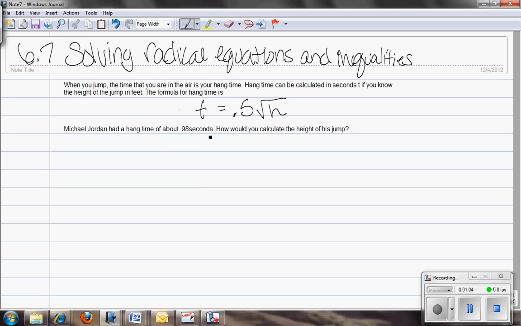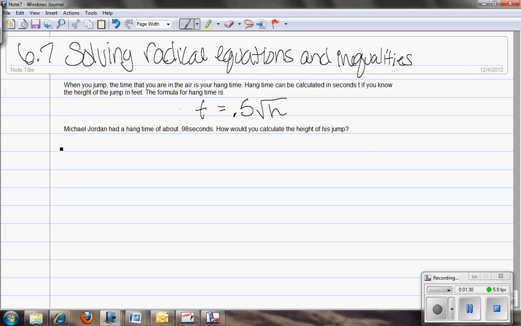So Michael Jordan had a hang time of about 98 seconds. How would you calculate the height of his jump? These are the types of questions we're going to be able to answer once we start solving radical equations. And we'll come back to this, and maybe, just maybe, if we have time, we can calculate some of our own hang time during class. But no guarantees, just depends on how we get through all this.